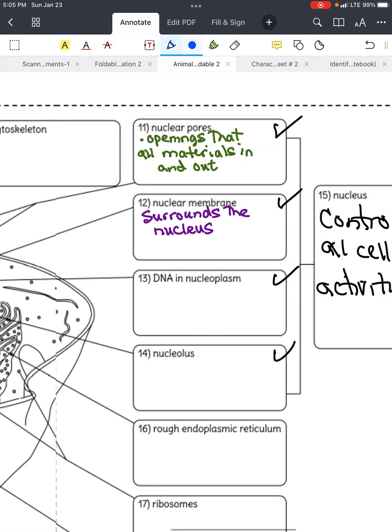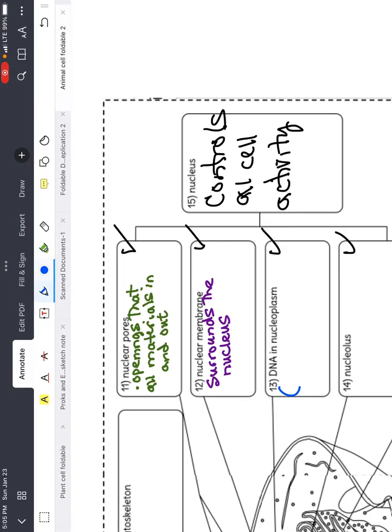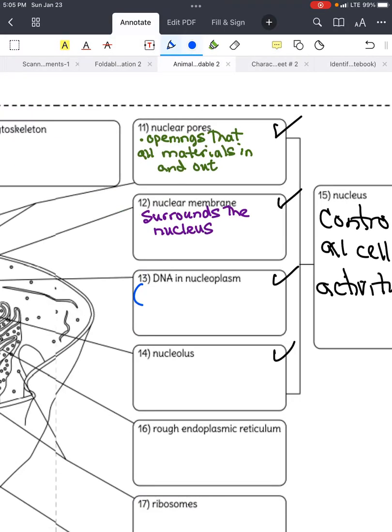And another word for that is chromatin. Chromatin. And DNA contains our genetic information.